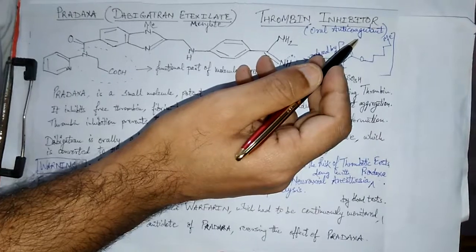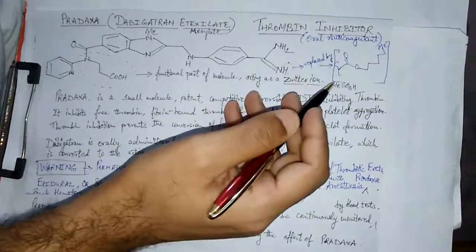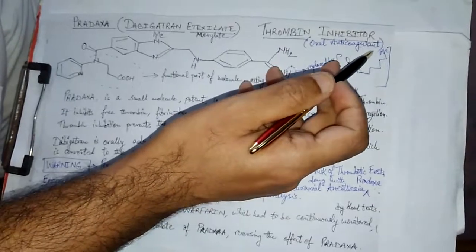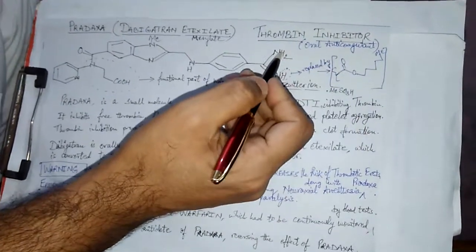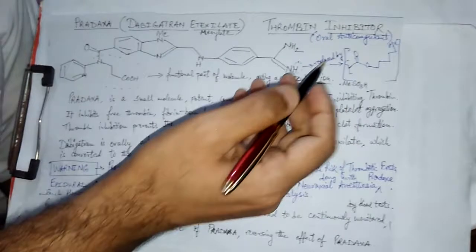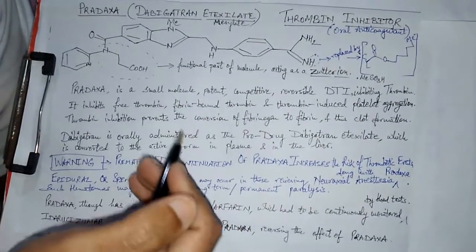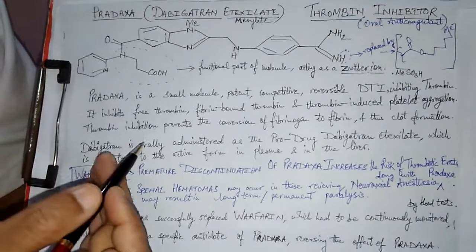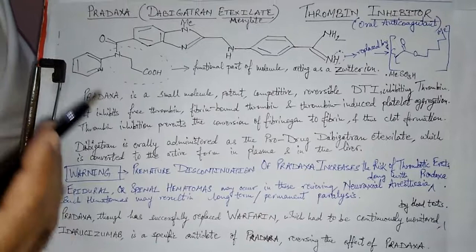The warfarin had attained a legendary position as an oral anticoagulant or an oral thrombin inhibitor. Thrombin is an enzyme which is inhibited by these drugs, which prevent the formation of blood clots in our blood vessels. Now, they are a very important drug of life. They are life-saving drugs.